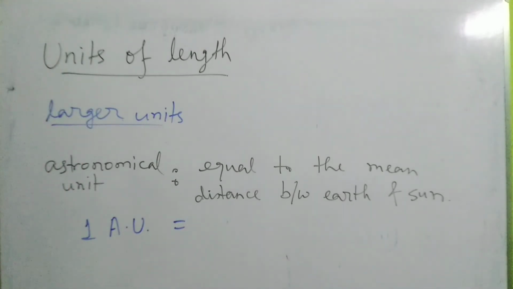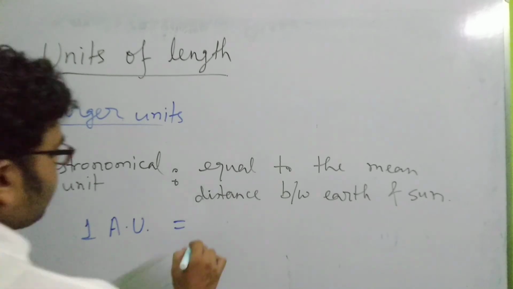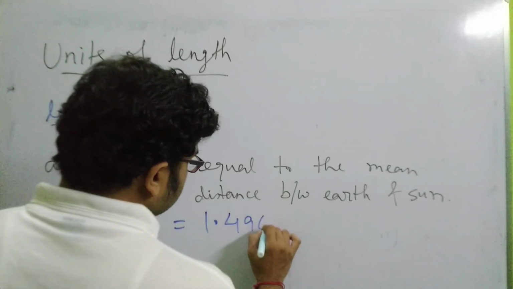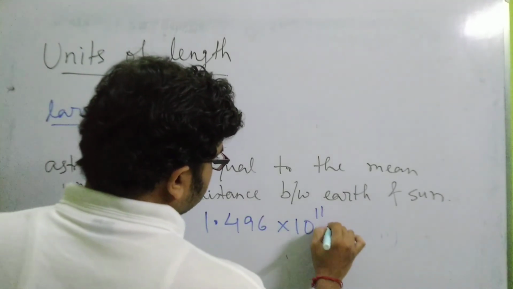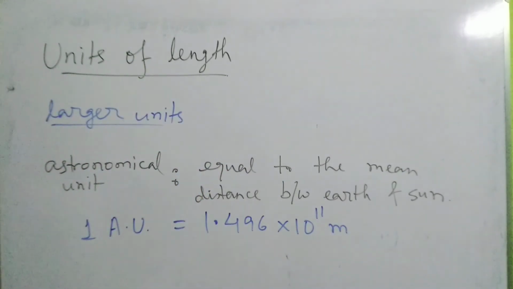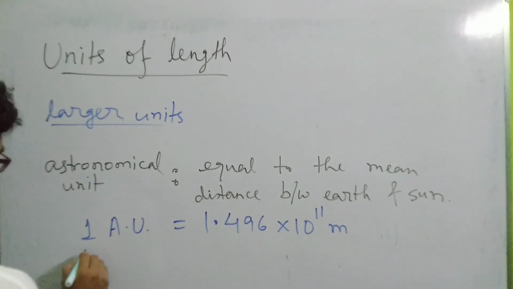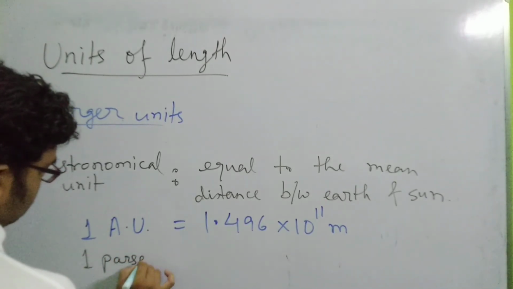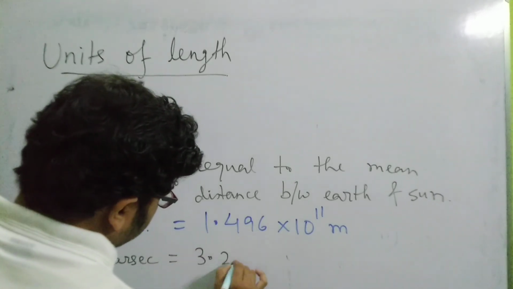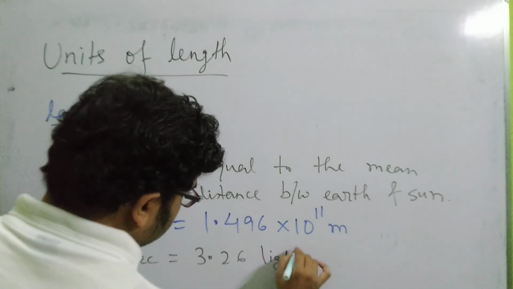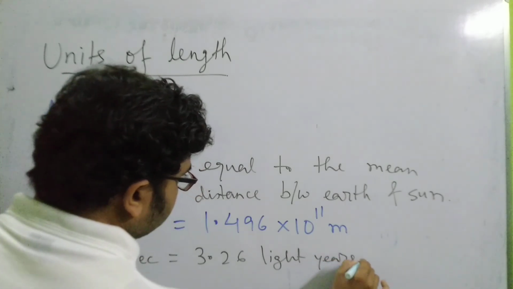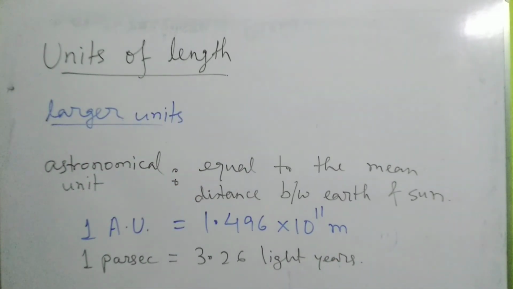How much is the value? It is 1.496 into 10 to the power 11 meter. That is the value, and these values can be memorized. Likewise, there is another unit, parsec, and parsec is bigger than light year. 1 parsec is equal to 3.26 light years. So these are the various larger units of length.